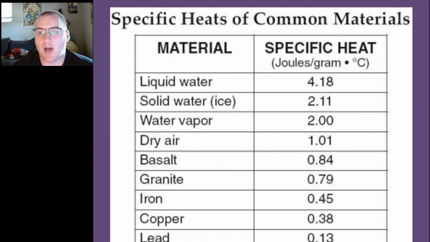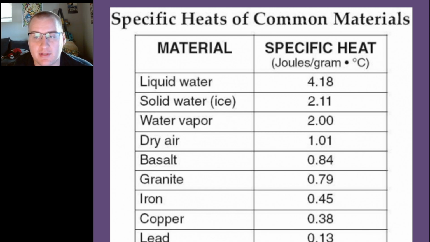Here are common materials and their specific heats. Liquid water at the top, 4.18. The unit is joules per gram times degrees Celsius. Not super important, but just worry about the number. 4.18 for liquid water. Solid water, or ice, has actually a smaller specific heat, 2.11, and water vapor even slightly smaller than that. But all of those are quite at the top of this chart.